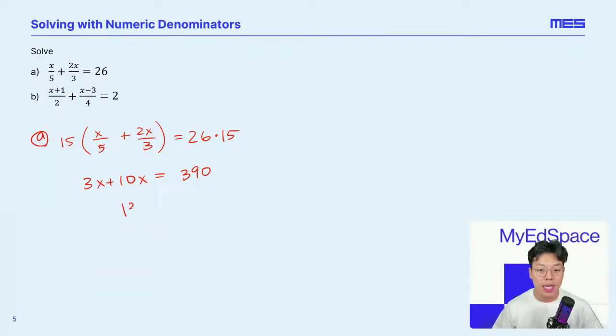So now we have 13x is equal to 390, and we divide both sides by 13. We get 30. Amazing.